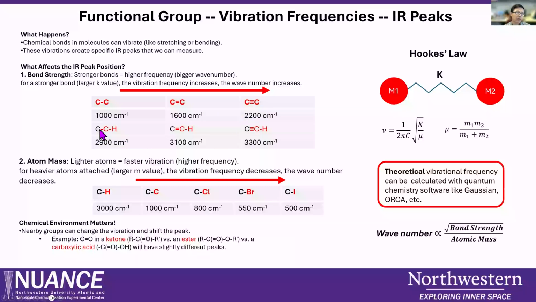The surroundings of the bond can also affect it and make it higher. As for atomic mass, you see here carbon-hydrogen, carbon-carbon, carbon-chlorine, carbon-iodine. The mass of this bond compared to this one is much higher, so the reduced mass is higher, and then the frequency will be low and the wave number will be low. So based on this theory, we understand why some chemical bonds have a higher wave number and some a lower wave number. This gives you the explanation using Hooke's law.